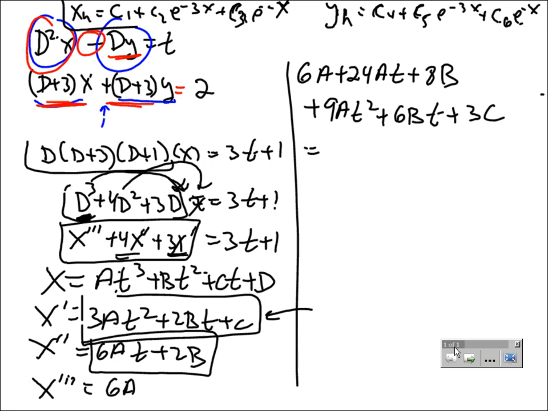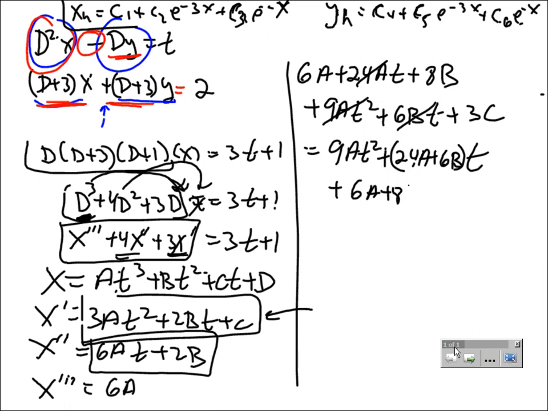And this messes, well, I have 9at squared, and I have 24a plus 6b t's plus 6a plus 8b plus 3c is my constant. And this is supposed to equal 3t plus 1, which is 0t squared plus 3t plus 1.